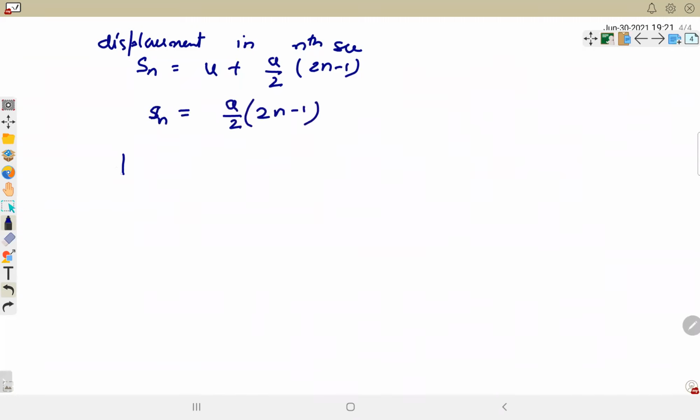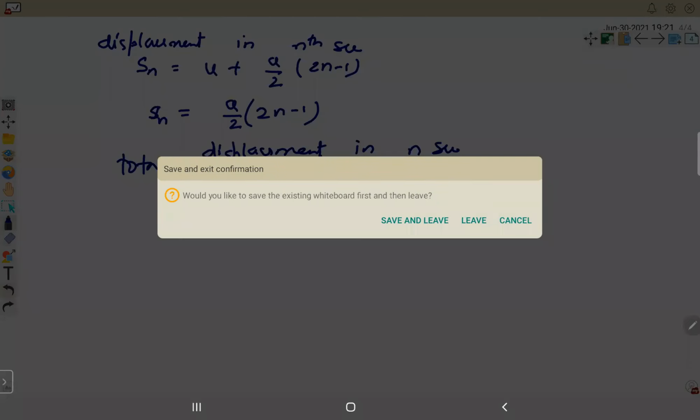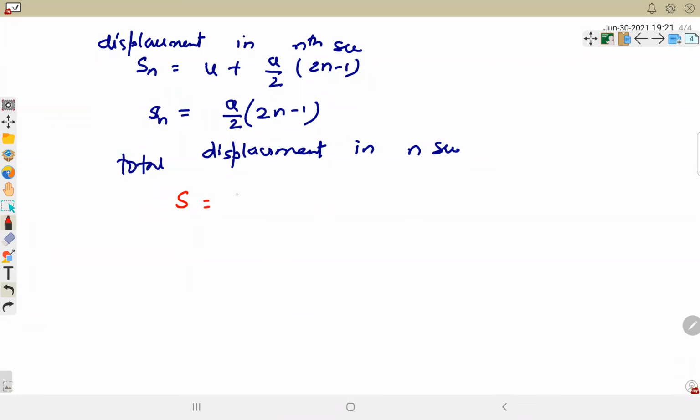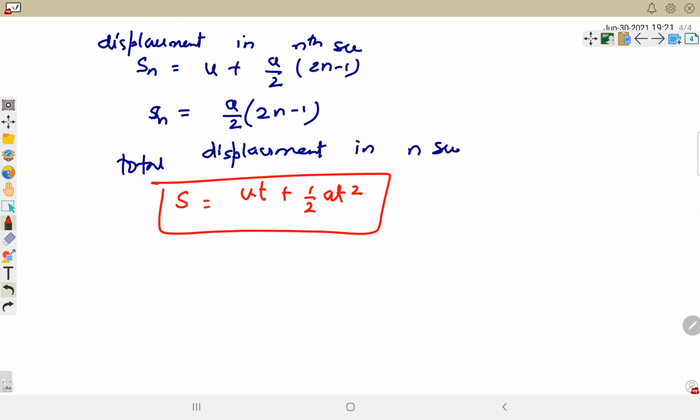This is Sn. Total displacement covered in n seconds in the whole journey, not just the last second of the journey. Total displacement covered in n seconds, that will be S. U is 0, so the formula was ut plus half at square. This is the second equation of motion, and this was the fourth equation of motion. It says that initial velocity is 0 and total time taken is n seconds.